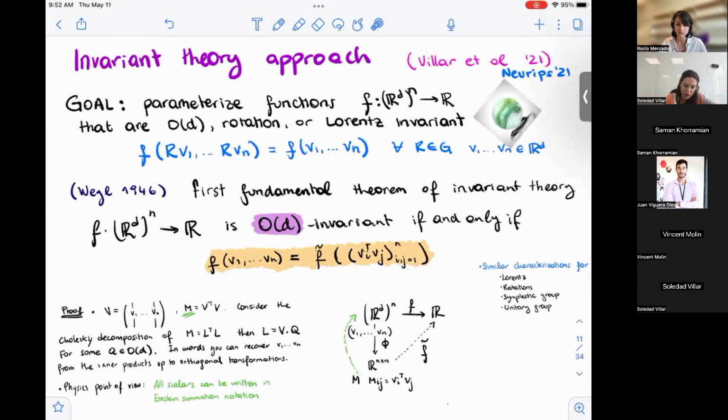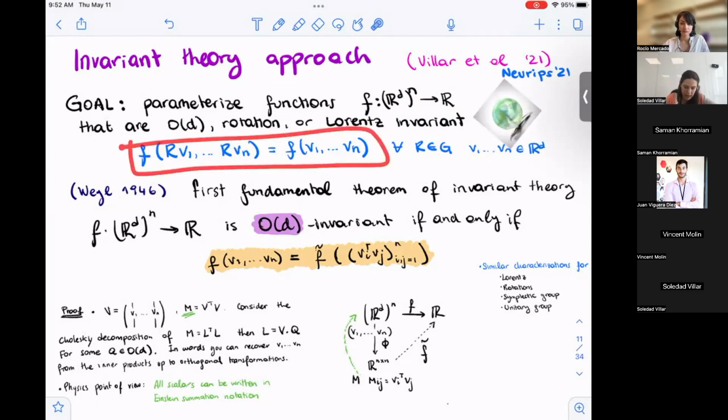So if I have a function that takes n points in R^d and outputs a real value, and this function is invariant with respect to the action of O(d), which is the reflections and rotations, in the sense that if I take a matrix in O(d), so an orthogonal matrix, and I apply the same transformation to all of my inputs, so I rotate all the points in the point cloud, then the function doesn't change, right? So this is the action.